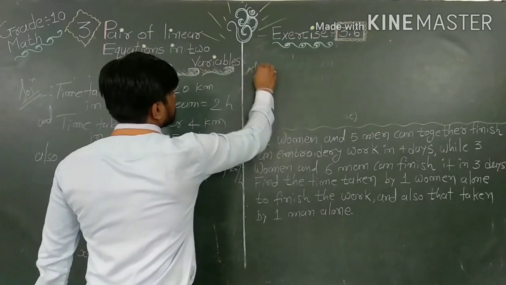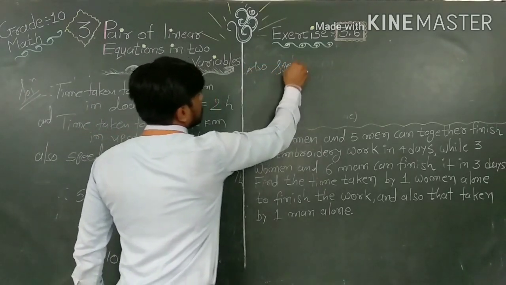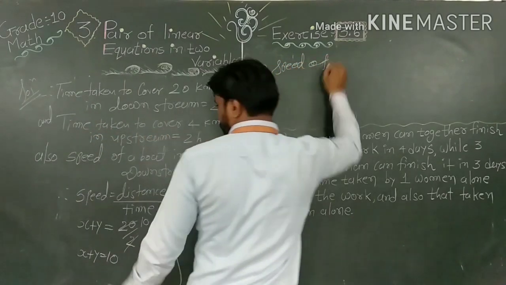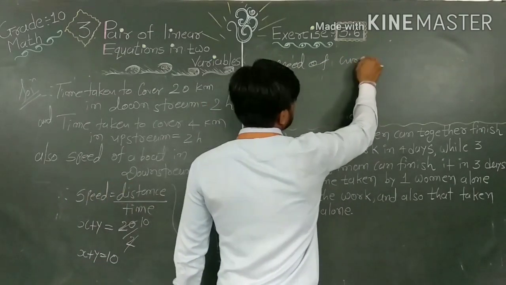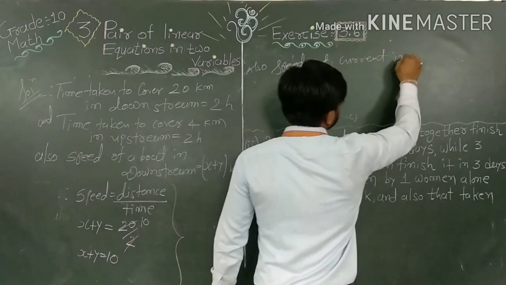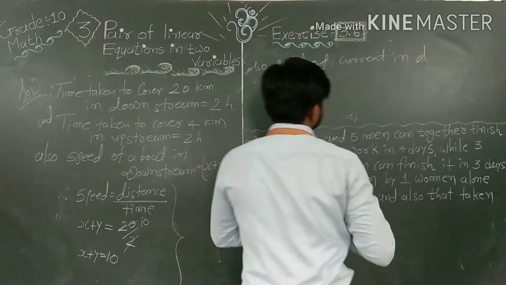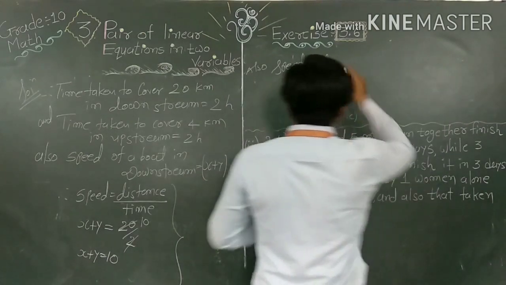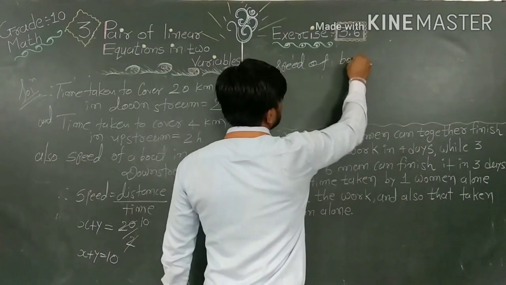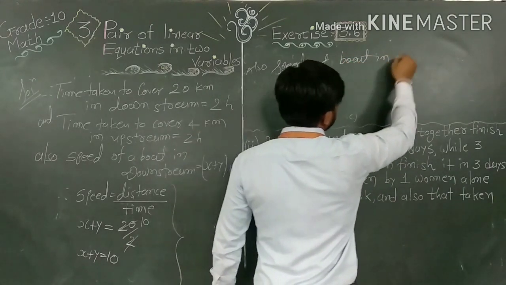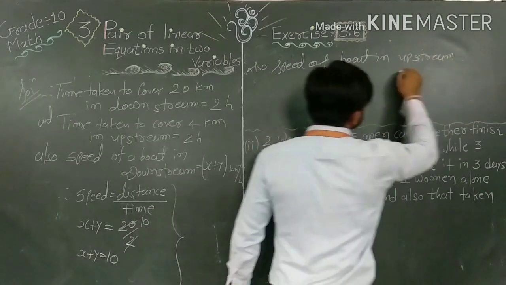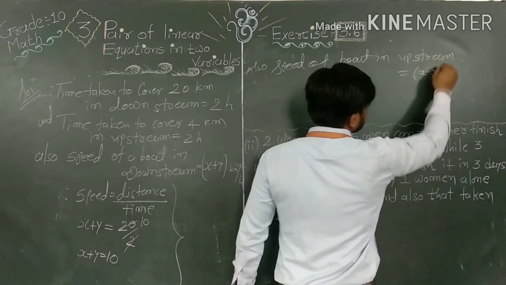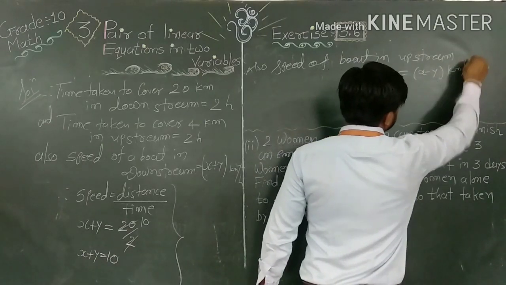Also, speed of boat in downstream, speed of boat in upstream is equal to x minus y kilometer per hour.